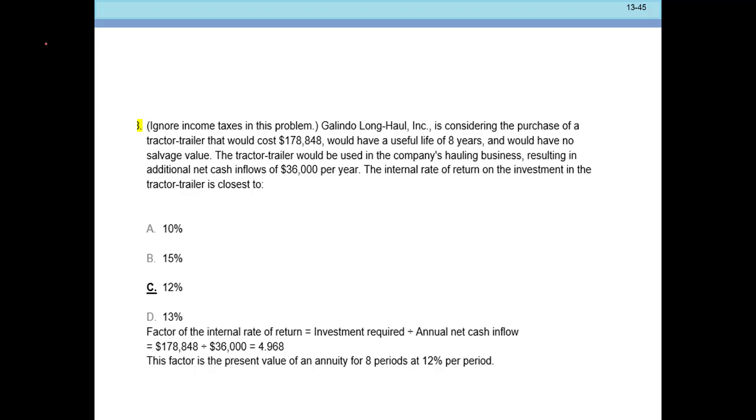Okay. All right. So let's go ahead and take a look at this. And they're telling us that we have the internal rate of return. We know that the internal rate of return is going to be the what? Annual cash flows times a present value factor is going to have to equal what? Our initial investment.